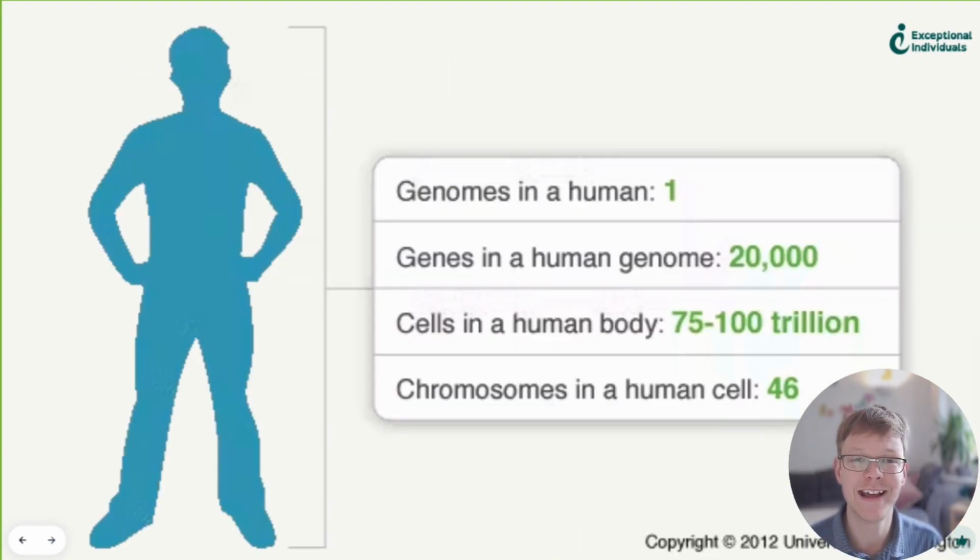So this will give you an idea of how complex our brains are. They are ridiculous. So we've got one human being, and the genes in the human genome, 20,000, that's a lot. Cells in a human body, 75 to 100 trillion. And chromosomes in a human cell, 46. One of these things could be the reason for autism. One in a trillion. We have more cells in our body than known stars in our solar system. Our bodies have so much going on. We do not have the resources at the moment to go for every single one.